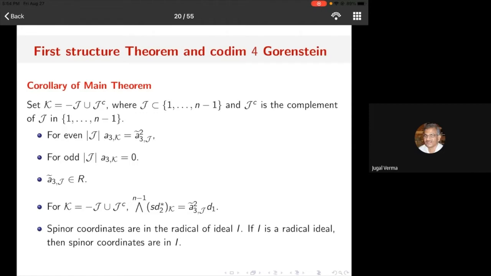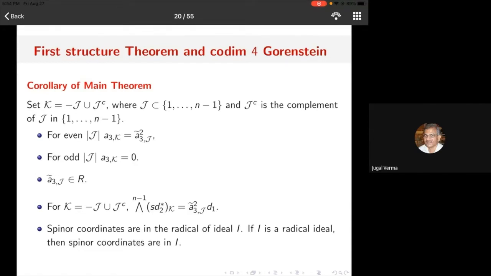Another property, as we have seen already earlier, is that the Buchsbaum-Eisenbud multipliers are elements of R, and we assume that R is either a complete regular local ring or a polynomial ring. In that case, the Spinor coordinates are forced to be elements of R because it is a normal domain, so they are forced to be in R.